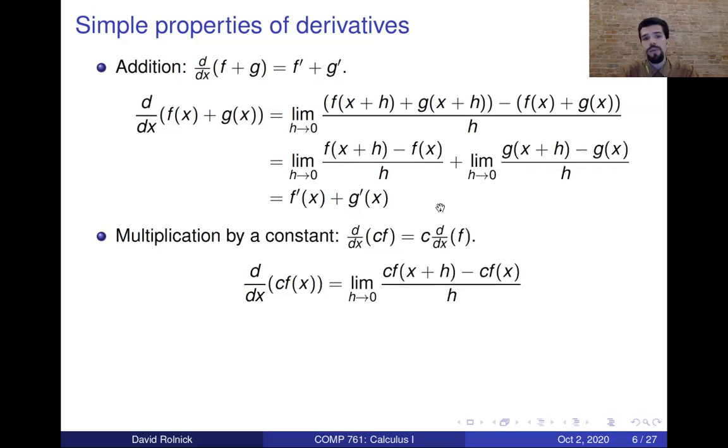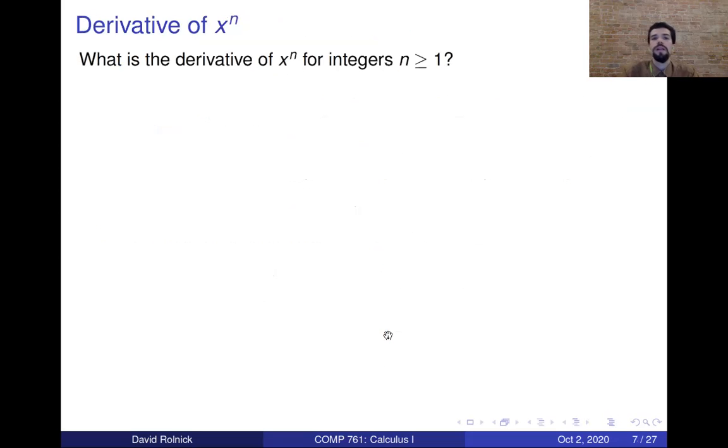Well, in the same way, we just write it down. The derivative of a constant times the function is just the limit of this, where instead of f, you have cf. But you can move the c outside just because of multiplying by constants. And then you have c times the derivative. Okay, so those are some simple properties. Let's take a look at some actual derivatives of real life functions.